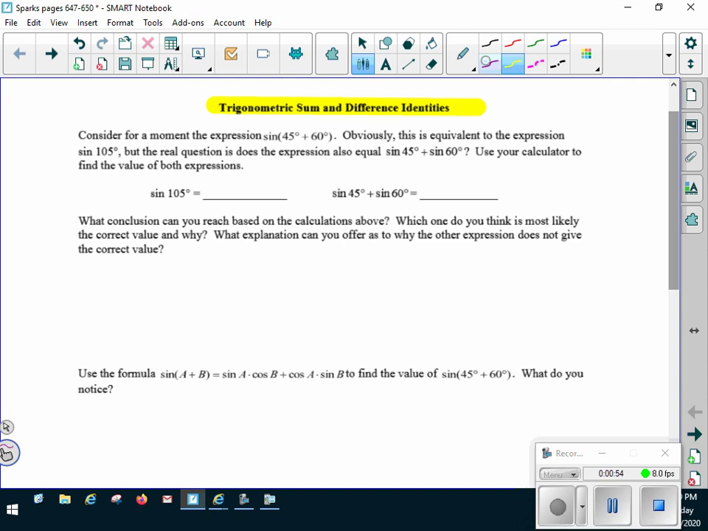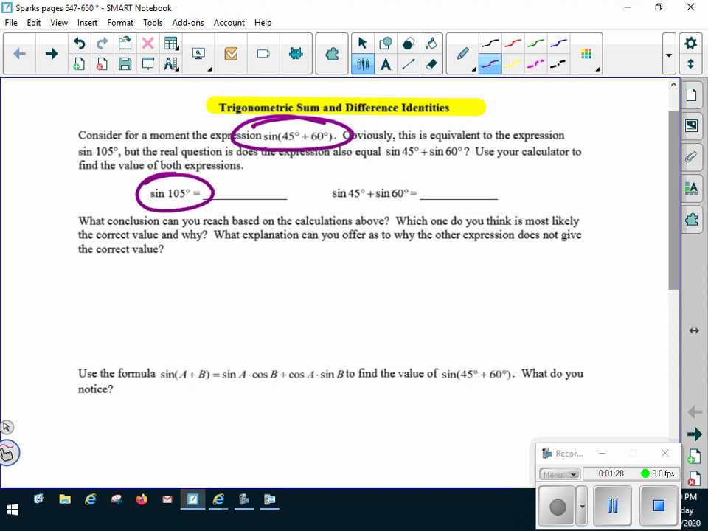I want you to take a look right here. We're going to be looking at that expression, sine of 45 degrees plus 60 degrees. Now, first of all, make sure your calculator's in degree mode. If it's in radian mode, you're going to get bad answers. Now, here's the question. Does sine of 45 degrees plus 60 degrees equal the sine of 105 degrees? Now, don't use your calculator yet. Would you say that's a true sentence or a false sentence?